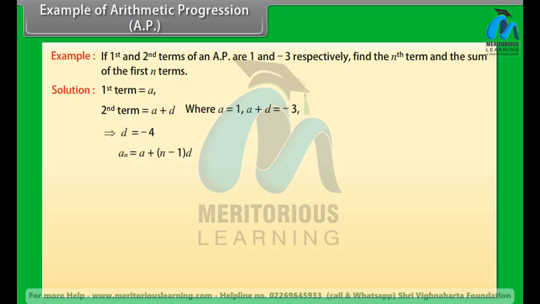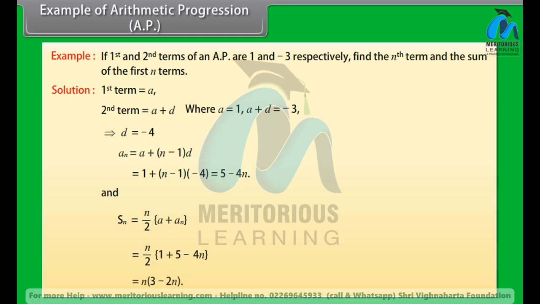AN is equal to A plus n minus 1 into D is equal to 1 plus n minus 1 into minus 4 is equal to 5 minus 4n. And Sn is equal to n by 2 into A plus An is equal to n by 2 into 1 plus 5 minus 4n. It gives Sn is equal to n into 3 minus 2n.